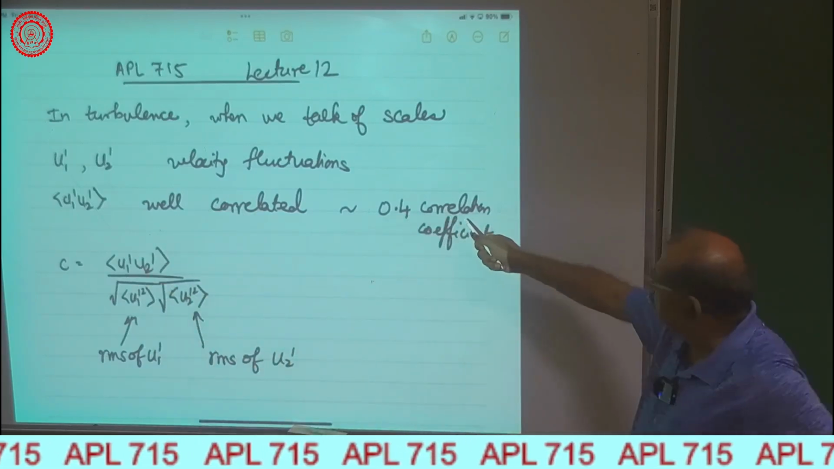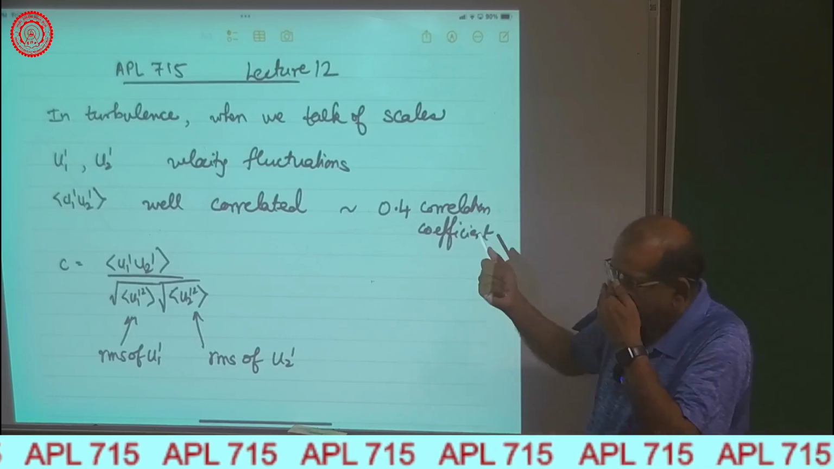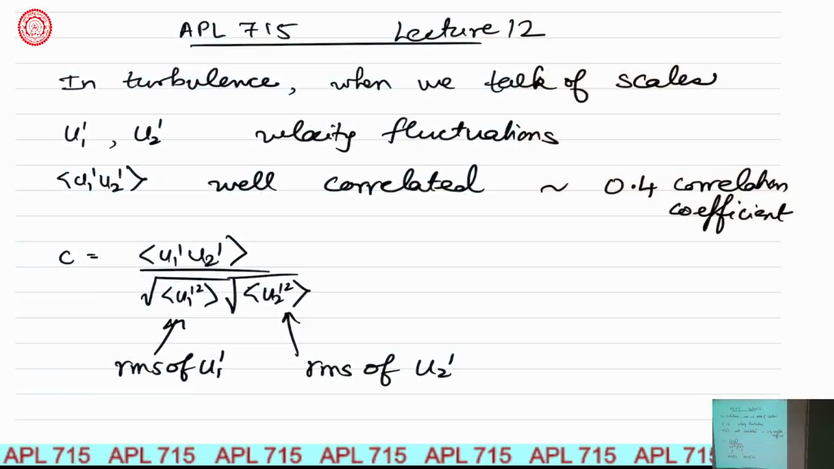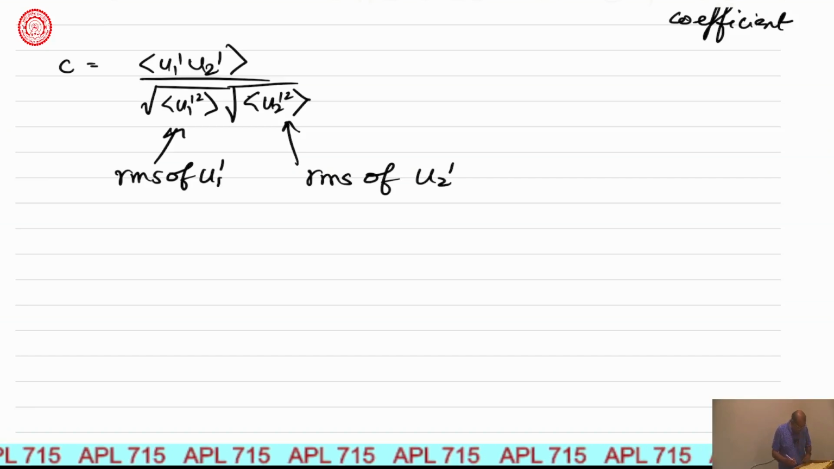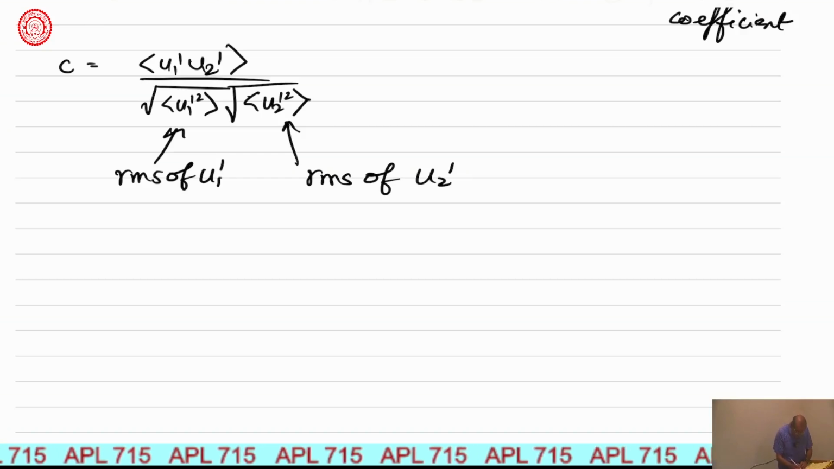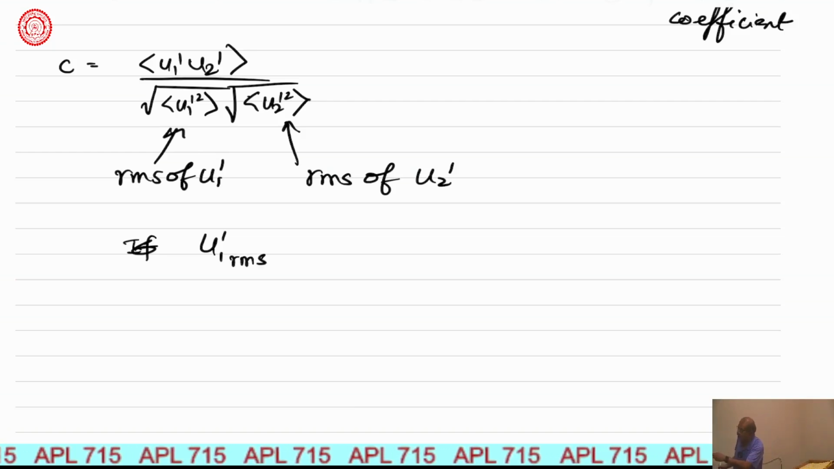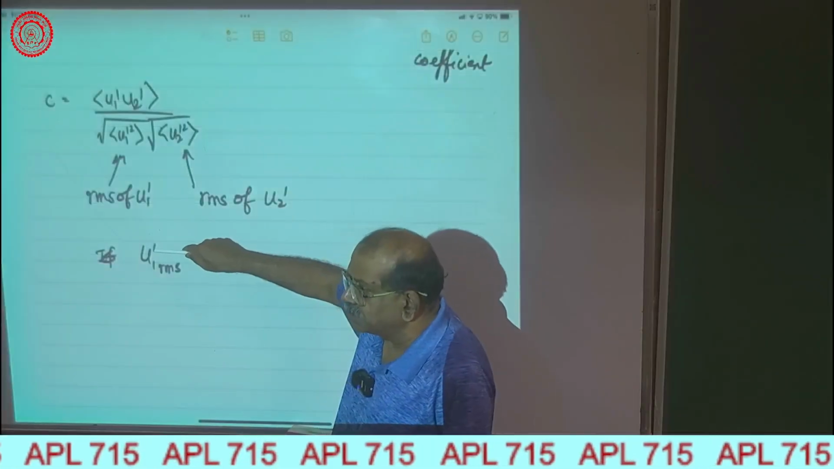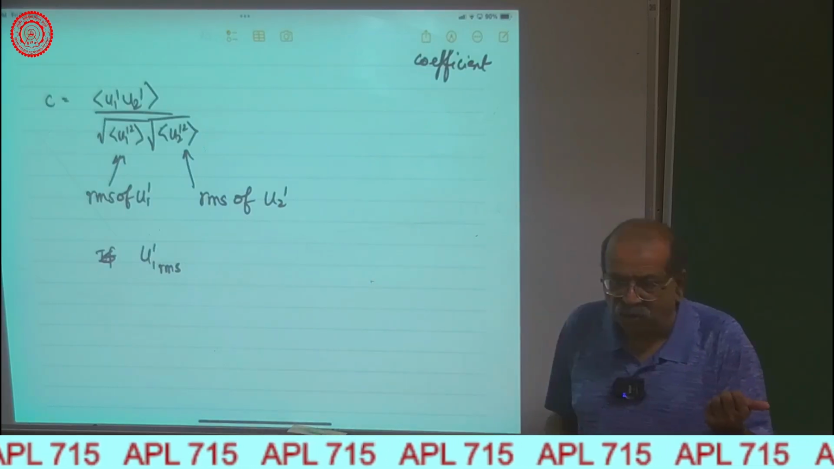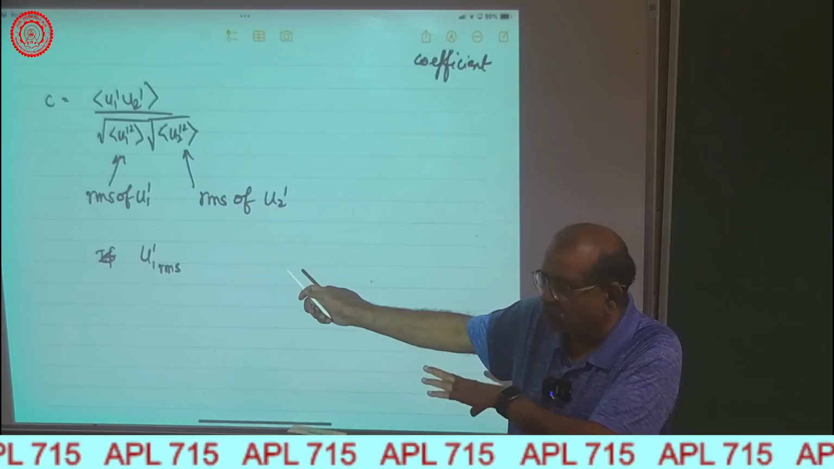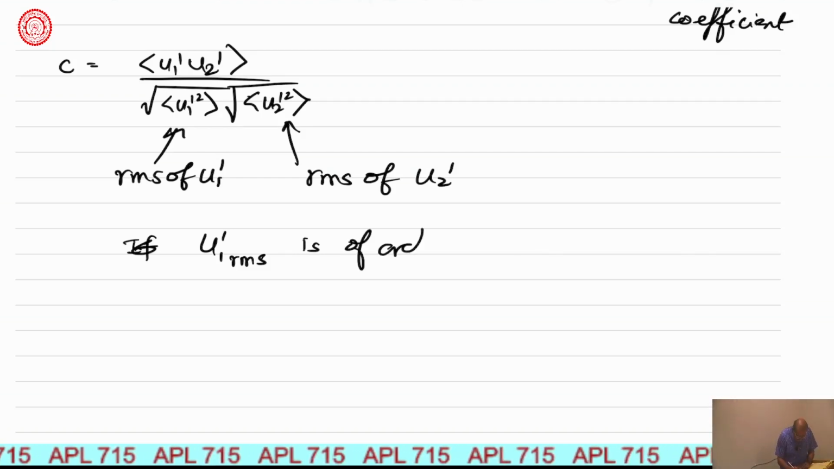This correlation coefficient, in turbulent flow, is not a small quantity. It is of order 1. It is 0.4 for many flows when you work it out. Okay. So this is the correlation coefficient. Also, I will use u1 prime RMS for the RMS of u1, since we are using prime for fluctuation. In Lumley's text, he doesn't write the subscript RMS because there the small letter is used for the fluctuation, but this makes it very clear that we are talking of RMS. It's not the fluctuation. So u1 prime RMS is of the same order as u2 prime RMS.